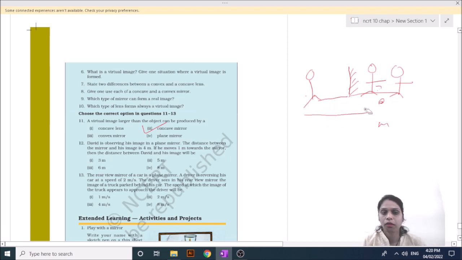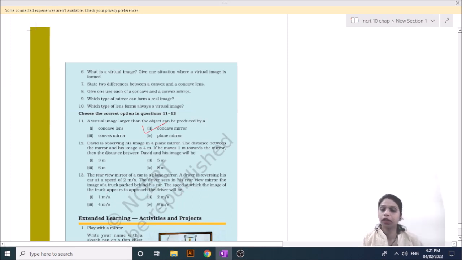Now our next question is about the rear view mirror of a car, which is a plane mirror. A driver is reversing his car at a speed of 2 meters per second. The driver sees the rear view mirror image of a truck parked behind his car. The speed at which the image of the truck appears to approach the driver will be 2 meters per second.